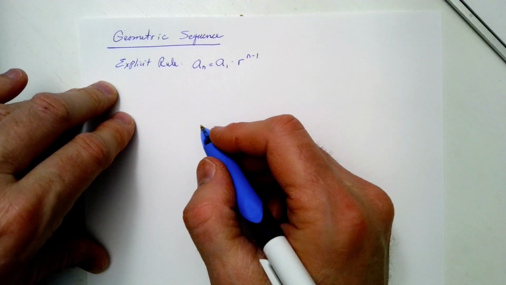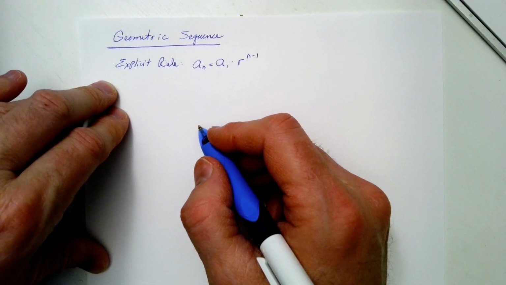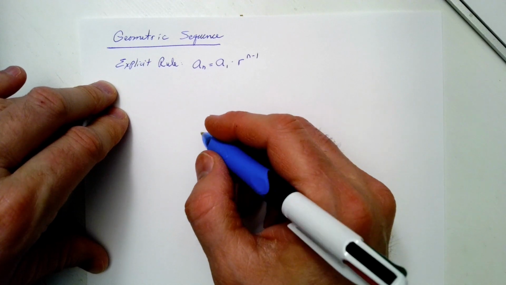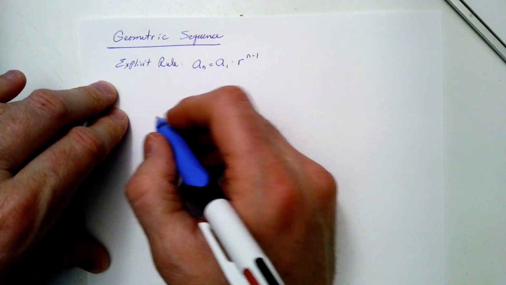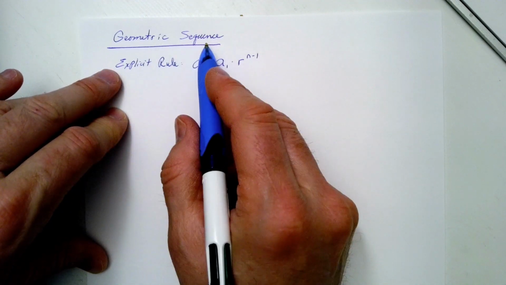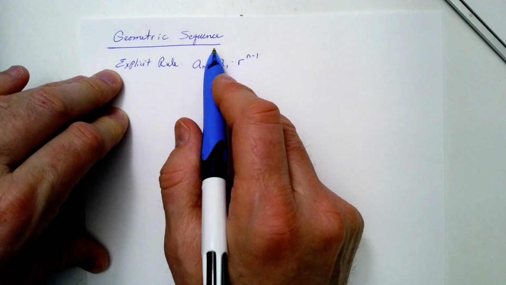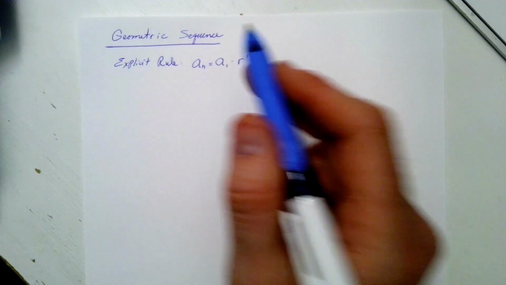So we're going to talk about a geometric sequence. We're going to do a problem or two from the Unit 6A study guide, Integrated Math 3. We're going to be doing problem number 3. And a geometric sequence is different from the arithmetic sequence.